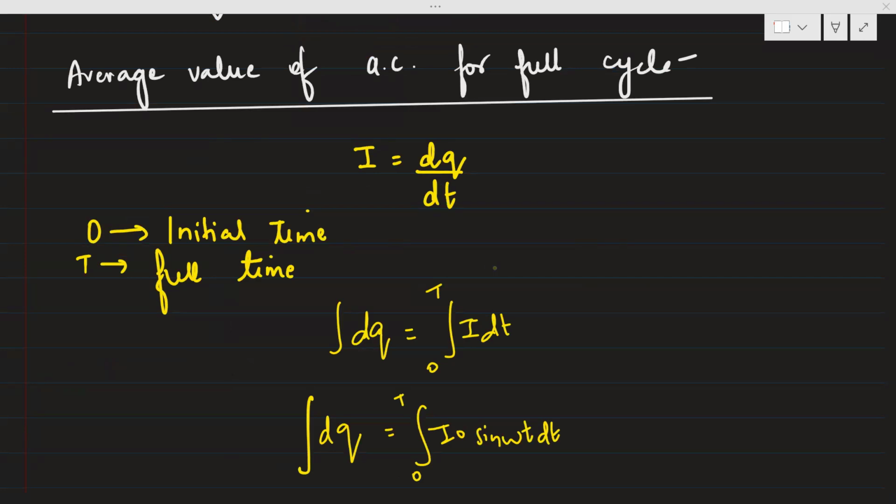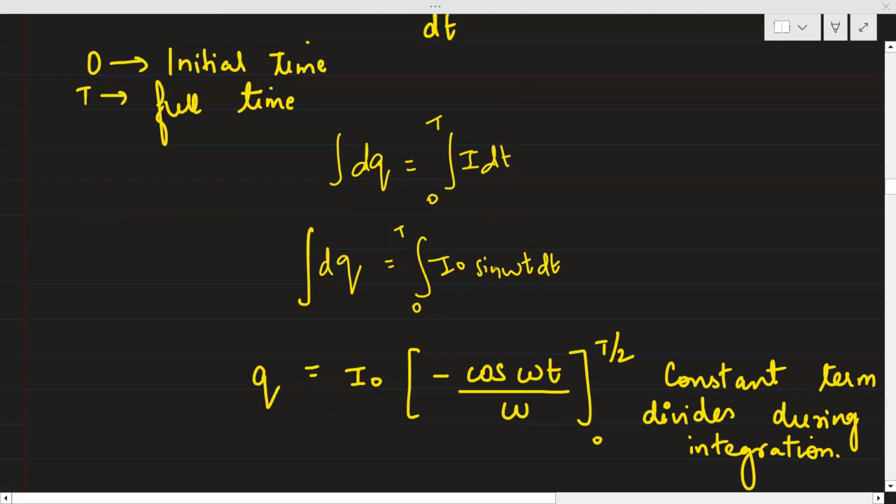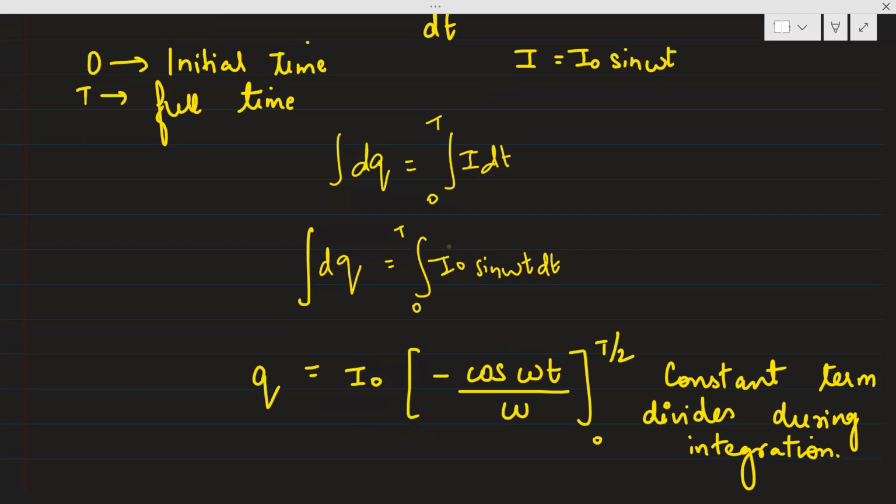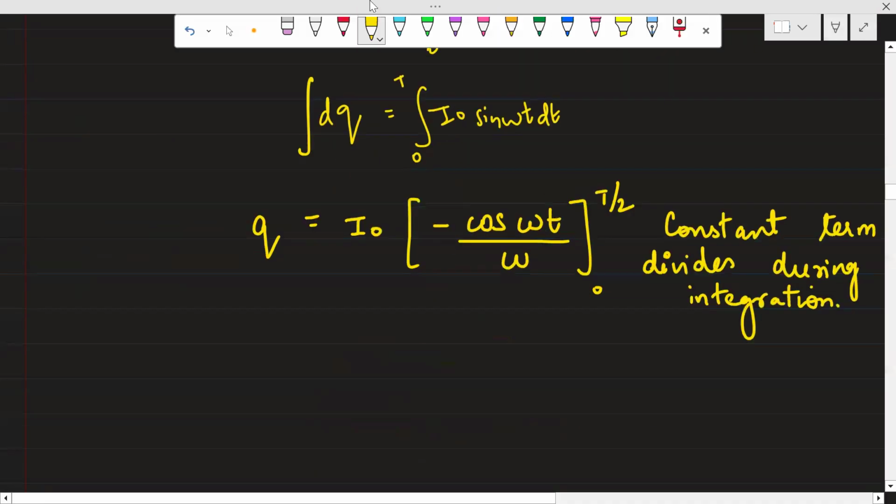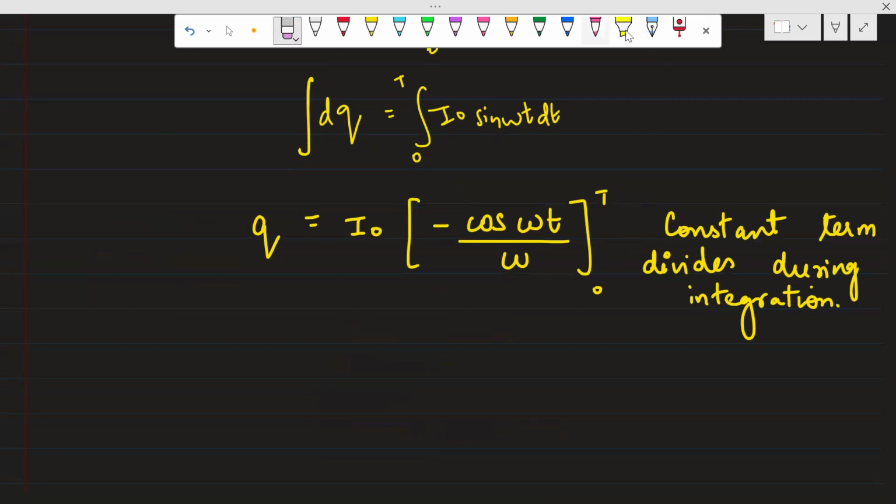So current will be dq over dt. 0 is the initial time, t is the full time. From here, if I shift dq, its value will be I into dt, integrating from 0 to t. Now, class, I is equal to I naught sine omega t. In AC current, the equation of current is I naught sine omega t. We put it here. Now this is not t by 2, this is t. When you integrate sine omega t, you will have minus cos omega t, and in integration, you will divide it by omega.